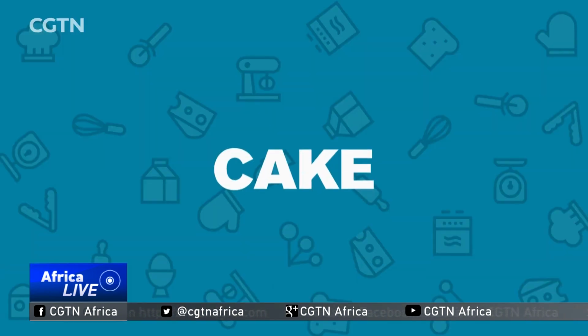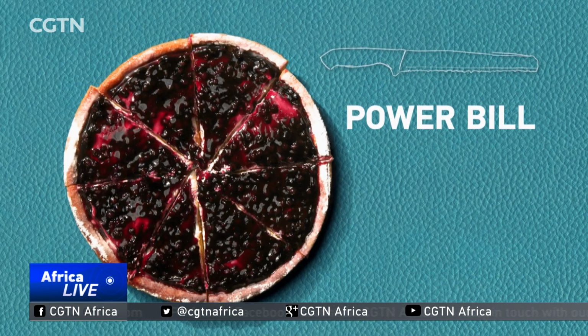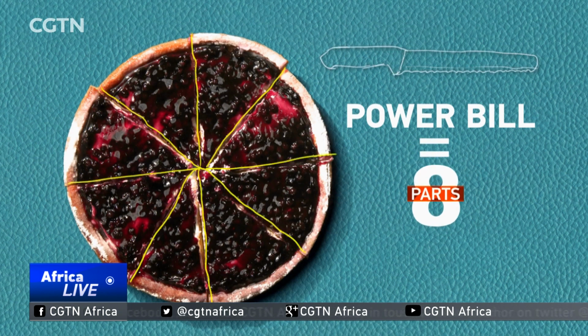That's left a lot of Kenyans angry, and they're all coming back with one simple question. How exactly is electricity priced in this market? How are these prices arrived at? Well, we're going to explain that using cake. Think of this cake as your power bill. I've cut it up into 8 parts that make up your bill.